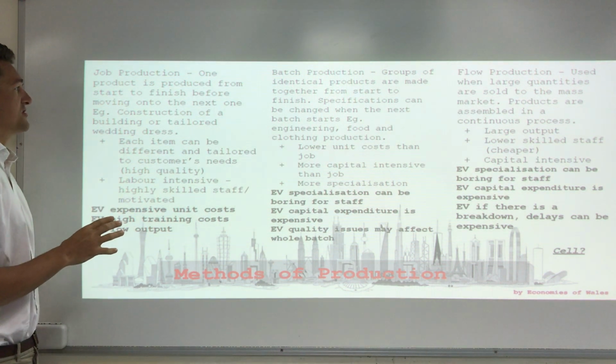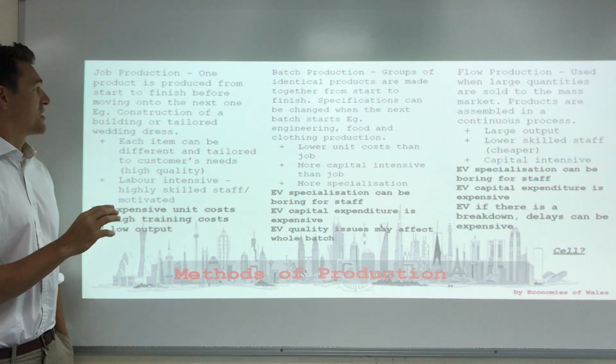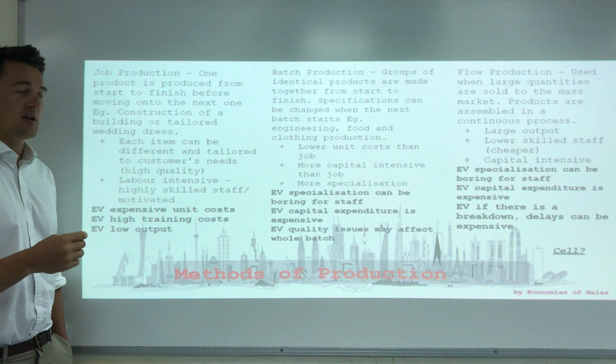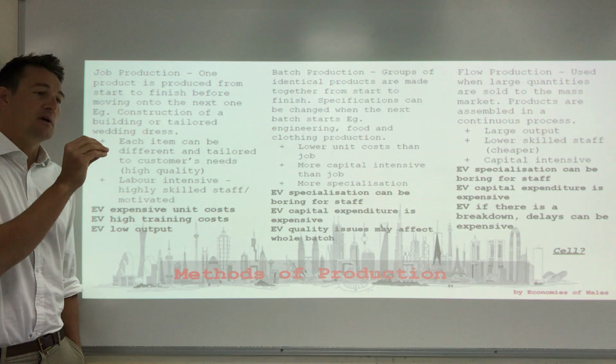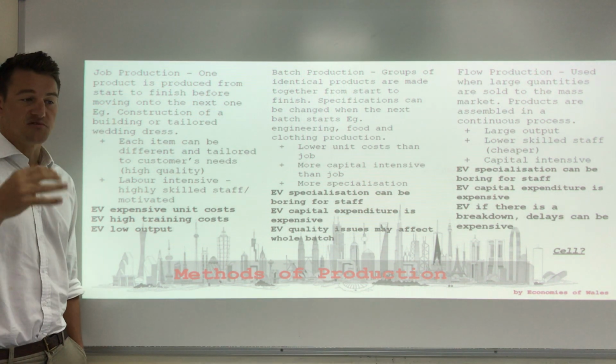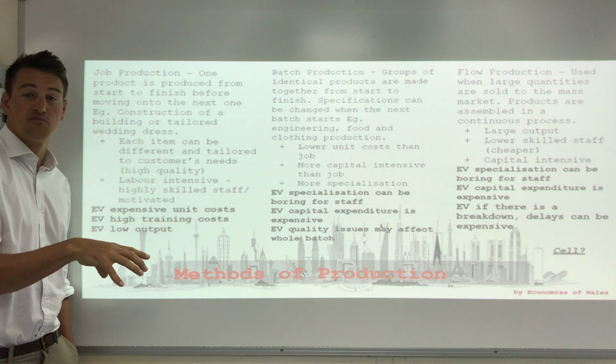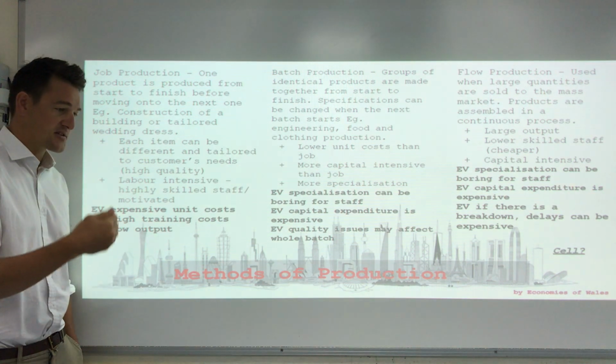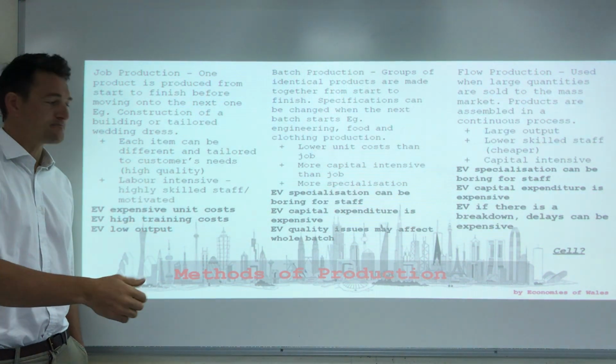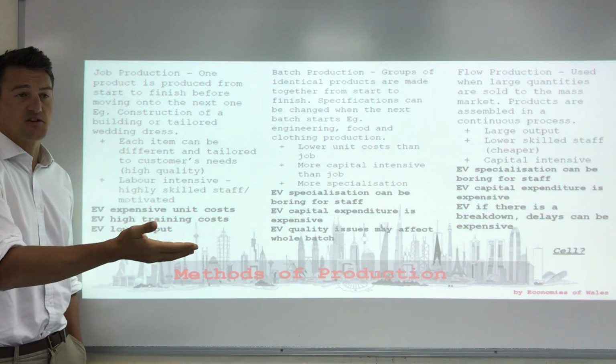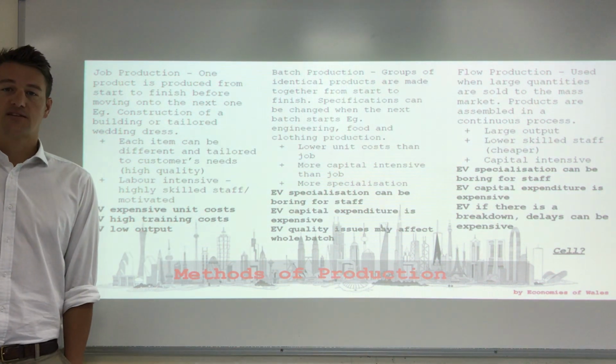First of all, job production. One product is made from start to finish before moving on to the next one. Okay, so let's just think about that. Whether it's an individual or a group of individuals, we're working on one product. We make that product all the way through to finishing it, and once we've probably sold it, we then go and we work on our next project.